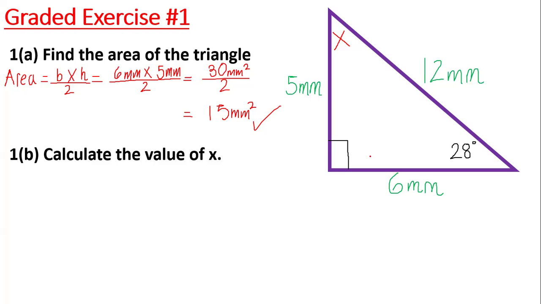Now, for the second one, what do I get for the second one? For part B. First thing we do is we add. So it's going to be what? 90 plus 28. Very good. So it's going to be 90 degrees plus 28 degrees. And that's going to be equal to what? 118. 90 plus 28 is going to be what?